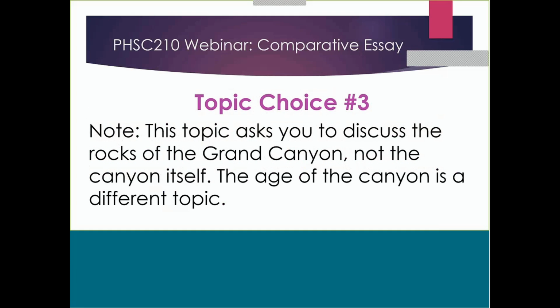Important note, if you choose this topic, it asks you to discuss the rocks of the Grand Canyon, not the canyon itself. The age of the canyon may be included in this discussion, but it's really a separate topic. So we're really asking you to discuss what happened to make the rocks of the Grand Canyon form, and to compare and contrast the two views of what made up the rocks. And then, of course, the exposure of the rocks and the formation of the canyon may be part of the discussion, but the real focus is on the rocks.